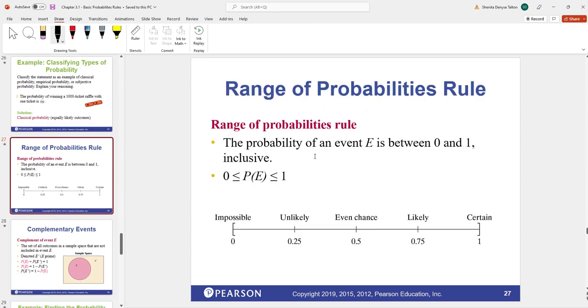The range of probabilities falls between 0 and 1 inclusive. If you have a probability of 0, that's impossible to occur. If you have a probability of 1, that is certain to occur. As you can look at the scale, at 0.25 you're really in the unlikely range. 0.5 is an even chance. Once again, 50-50. At 0.75, you have a likely chance.